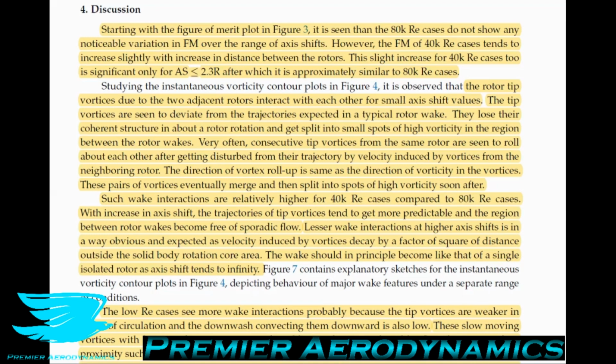So moving on, they say they lose their coherent structure in about a rotor rotation and get split into small spots of high vorticity in the region between the rotor wakes. Very often, consecutive tip vortices from the same rotor are seen to roll about each other after getting disturbed from their trajectory by velocity induced by vortices from the neighboring rotor. The direction of vortex roll-up is the same as the direction of vorticity in the vortices. These pairs of vortices eventually merge and then split into spots of high vorticity soon after.